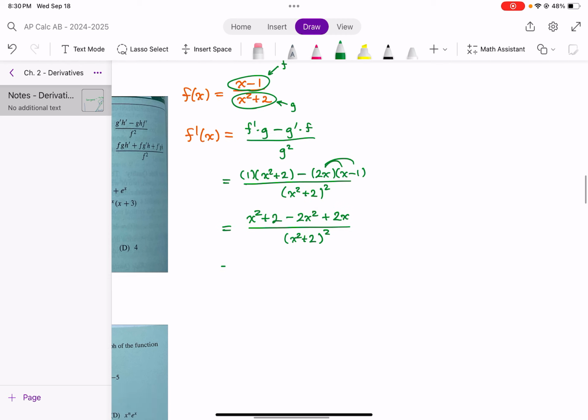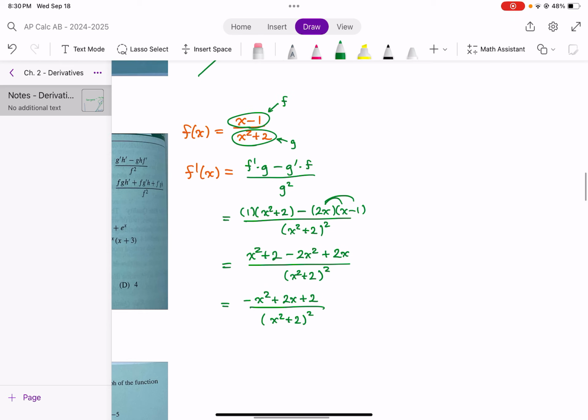Cool. And then we have some like terms, so we get -x squared plus 2x plus 2 all over x squared plus 2 squared. Woo! All right, so that is my derivative. Now let's plug in -2.